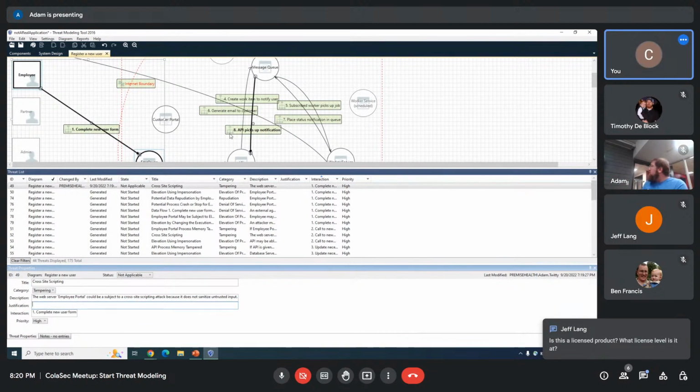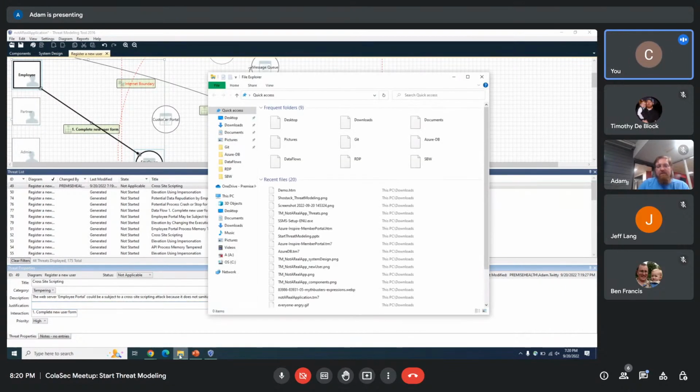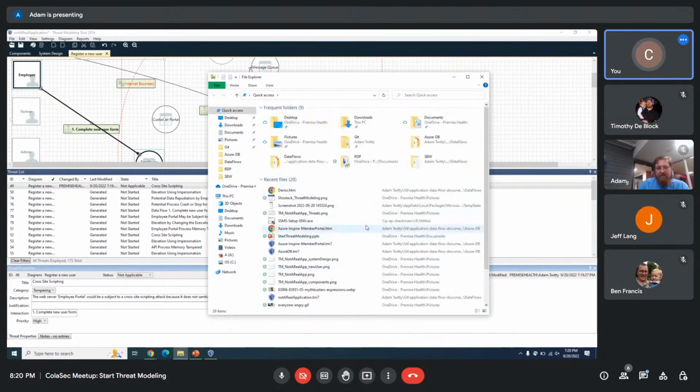There's a good question. No, it is not a licensed product, totally free. Download it off the internet right now. Go use it. Worst case scenario, you've got your report that you can pull out, similar to a penetration test. Another cool thing about the files here.